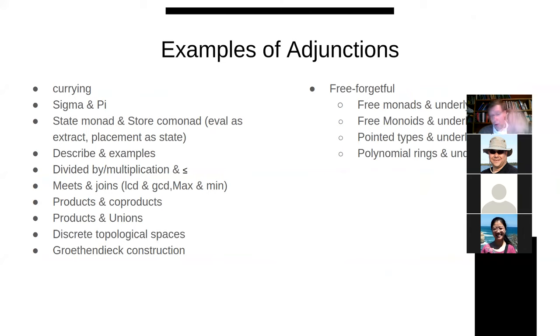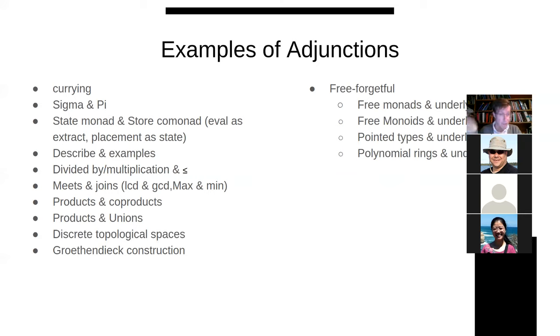We'll find a whole lot of these categories which are close cousins. So you have, for example, currying in one category. You have a currying adjunction. So you have pairs in one category, and you have functions that take pieces of those pairs in the other. Or you have products, and you have things that just duplicate items.